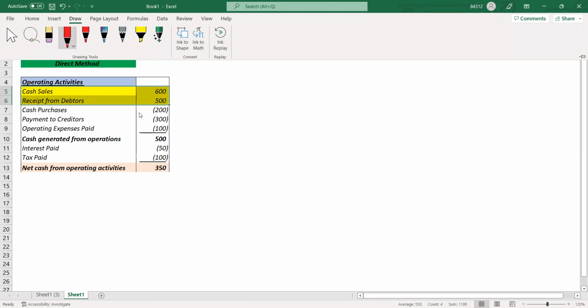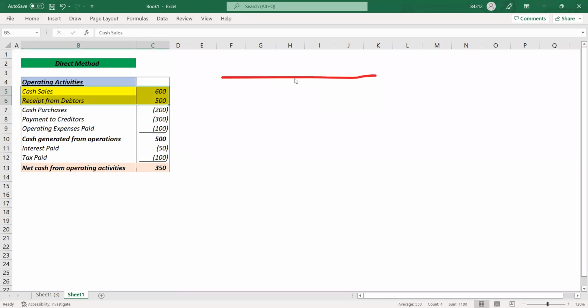Normally, if they ask for the direct method, you have to prepare the ledger accounts, because you will be getting the income statement and the statement of financial position. So to identify the cash received from debtors, you need to prepare the trade receivable account. There will be an opening balance brought forward, right? We studied this in incomplete records. Then the closing balance.